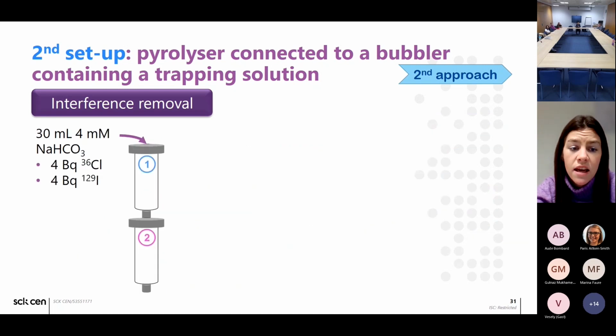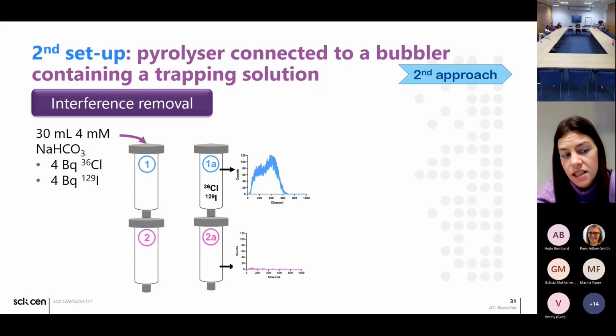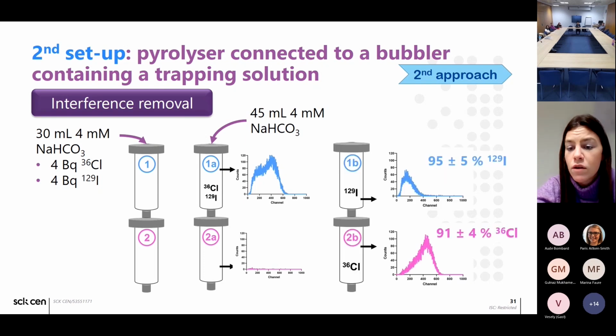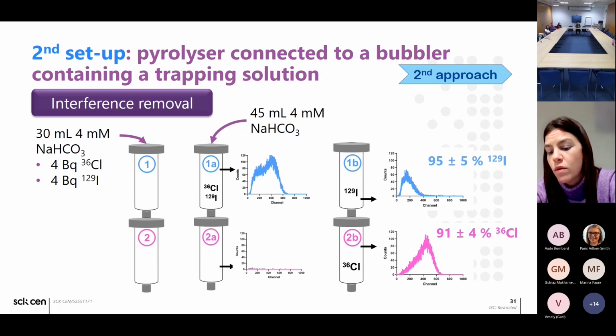Then we went to analyze if it was possible to apply this sequential separation. We spiked a sample with both chlorine-36 and iodine-129. And then, as a first instance, after loading, we could see that both radionuclides were present on the resin on the top, and the second resin, the one on the bottom, was clean. So then we added the 45 milliliters I mentioned, and then we could see that iodine was completely retained on the first resin, whereas a pure spectra of chlorine-36 was obtained on the second one, with a recovery of 91%.